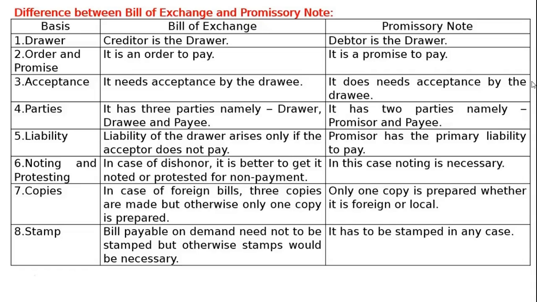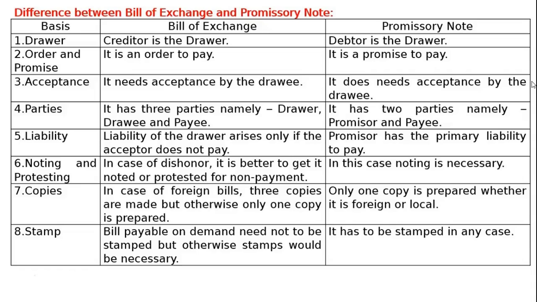Difference between bill of exchange and promissory note. Here, the creditor is the drawer, but in promissory note, the debtor is the drawer. Means, in bills of exchange, drawer is the person who is entitled to receive the payment, but in promissory note, drawer is the person who is to make the payment, who is liable to make the payment. In bills of exchange, it is an order to pay, but in promissory note, it is a promise to pay. Bills of exchange has three parties, promissory note has two parties. Bills of exchange need acceptance, but promissory note does not need any acceptance.